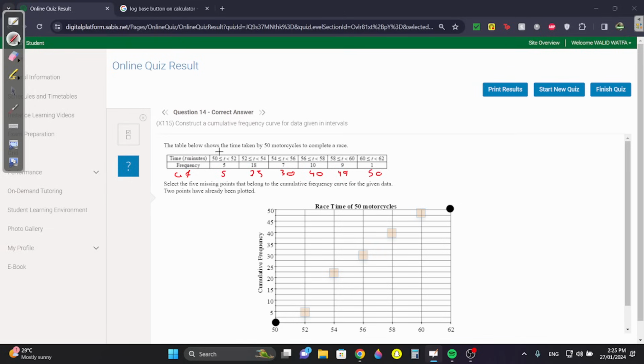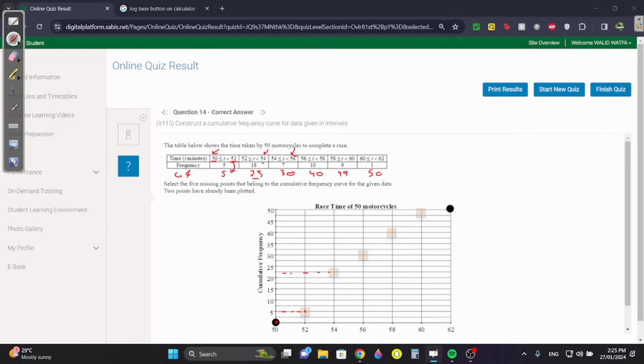How do you graph? The first number goes with 0. So 50 goes with 0. And in this case, they already gave it, 50, comma 0. Then the last number of each box goes with the cumulative frequency. So 52 goes to 5. If you see 52 here, it went with 5. 54 went with 23. See, 54 goes with 23. Always the last number of the box.